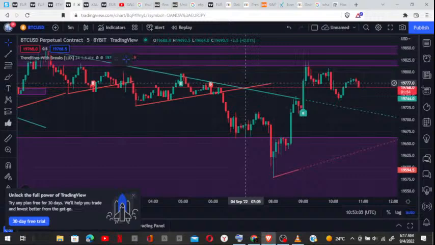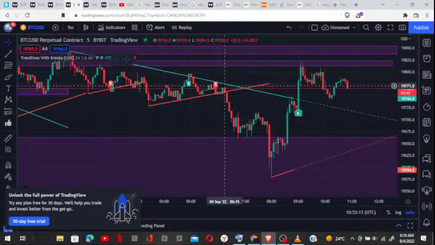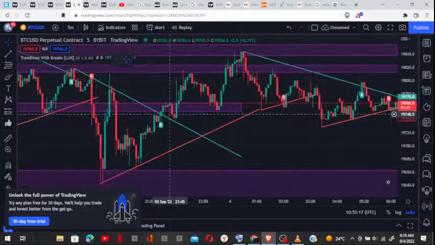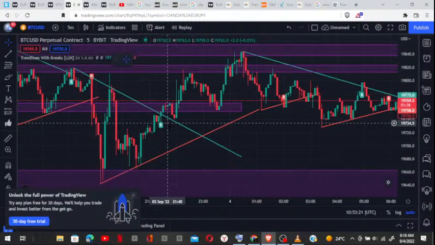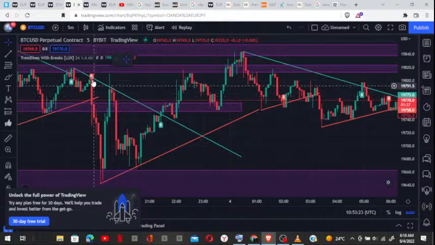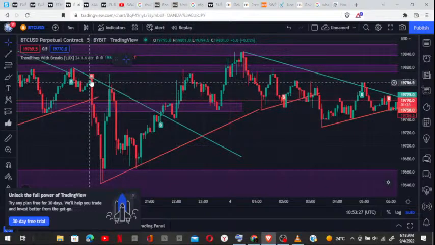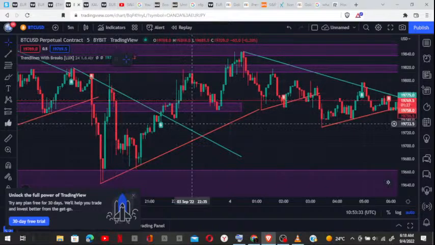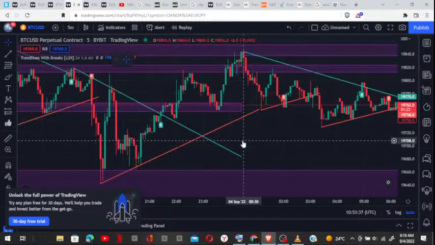So if you're new, if you're joining our live stream right now, I'll just give you an overview. If you want to take buy positions, you have to wait for the price to break above the green lines. And if you want to take sell positions, you have to wait for a sell signal. You can see the sell signals: wait for the market to break below the red line in order to take your sell positions in the market. So this is the trending line with breaks.